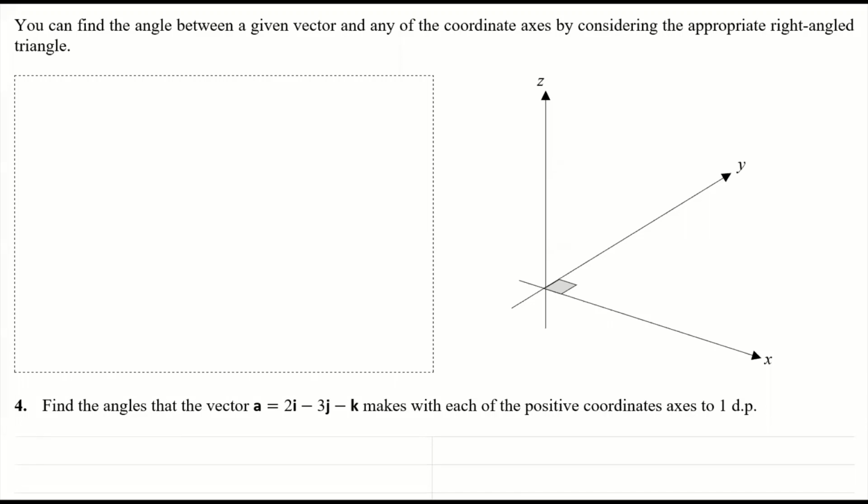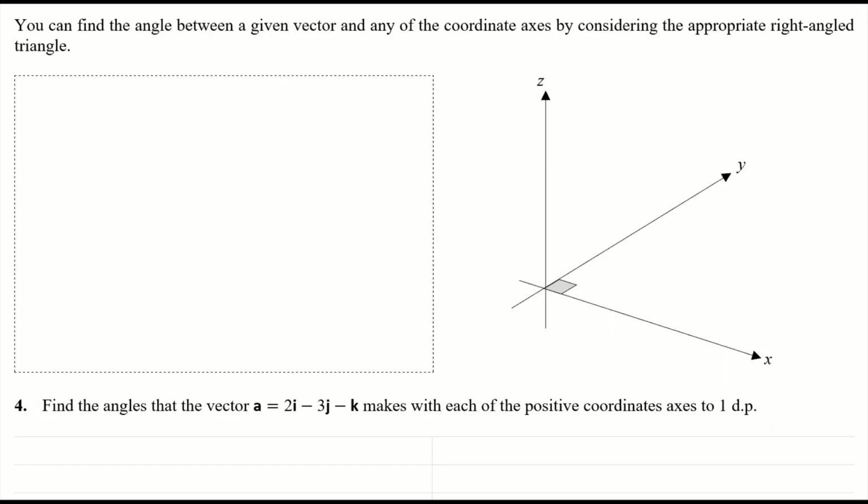So we're now going to introduce some trigonometry into our work on vectors, and we can find numerous angles. We can find angles that the vectors in 3 dimensions makes with either a coordinate plane or with coordinate axes themselves, and that's what we're going to look at now. We're going to look at the latter.